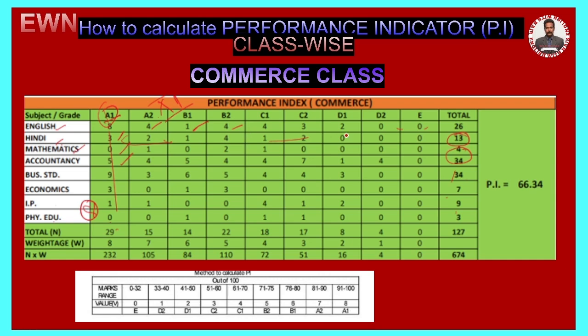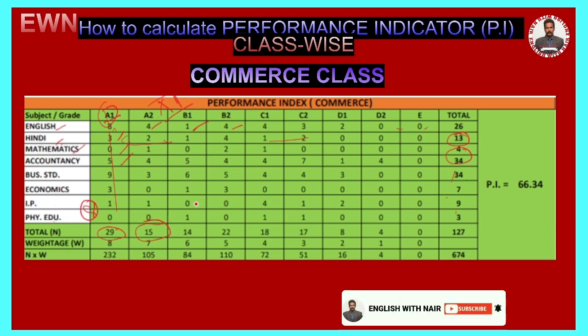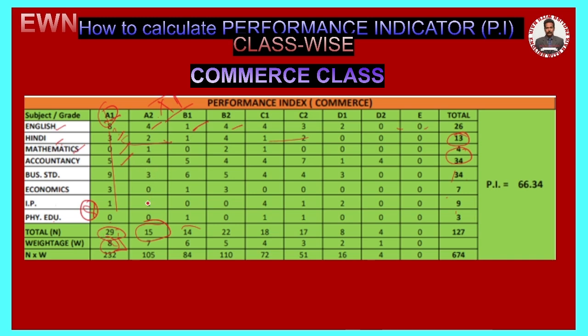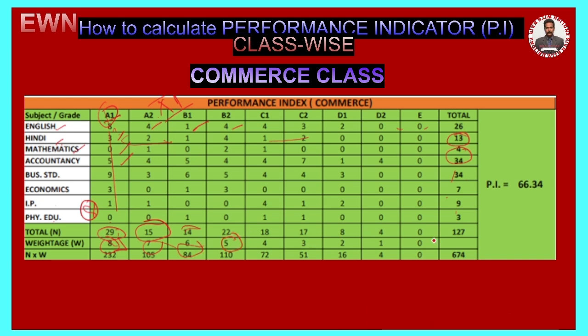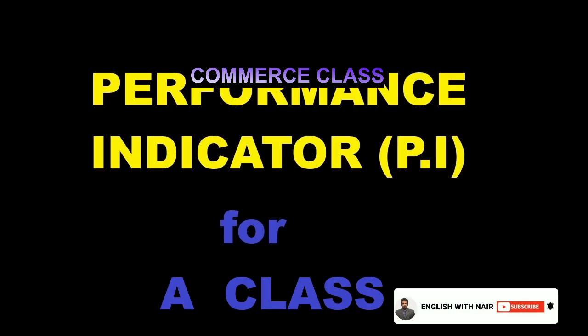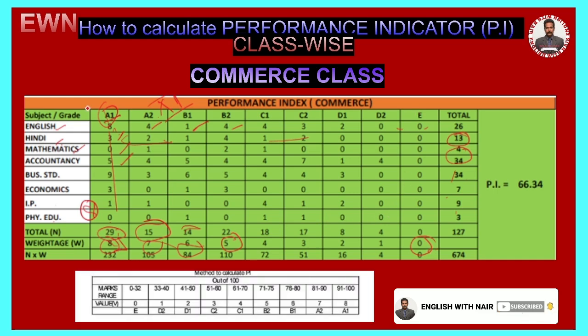Now, then what we know is this is N, right? 29 students got A1 in different subjects. 15 students got A2 in different subjects, and now we multiply this N into the weightage. The weightage will be the same: A1 is 8, A2 is 7, B1 is 6. So this is the weightage. So the weightage is 8 to 0, a 9-point grade system, 0 to 8, starting from E to A1.